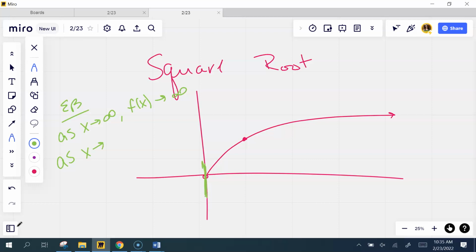The graph just stops right here. So I say as x goes to 0, what happens to the y value when x is 0? It goes to 0 also. So that's what the end behavior looks like on that one if you didn't get it. Everything else was pretty straightforward. Any questions?